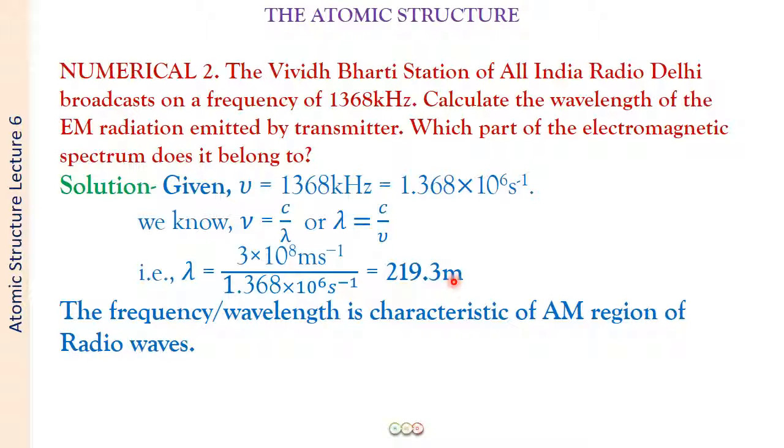Now if you remember the electromagnetic spectrum chart, you will be able to tell what is the region of the spectrum of this wavelength. So you can check it from there, but you have to learn it also that the frequency and the wavelength of these waves is the characteristic of the AM region of the radio waves, right?